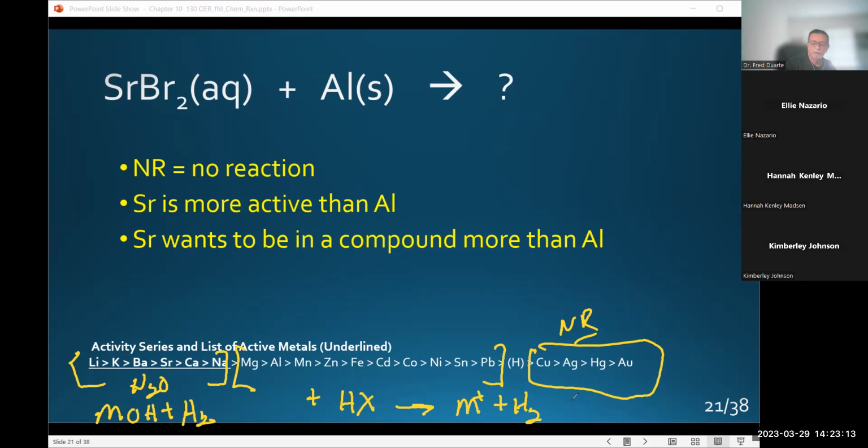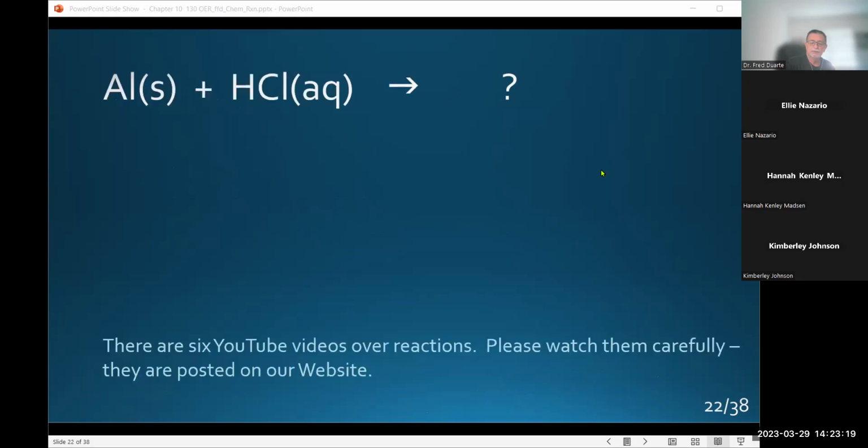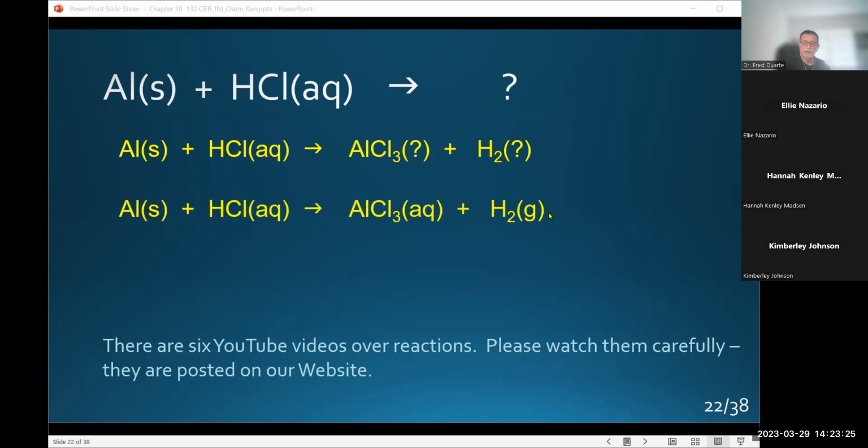Okay, so with that being said, we know that we should get hydrogen gas, okay, and then the corresponding salt, in this case, aluminum chloride.